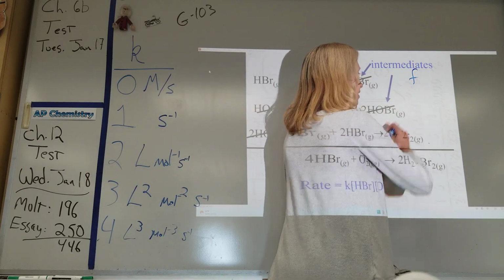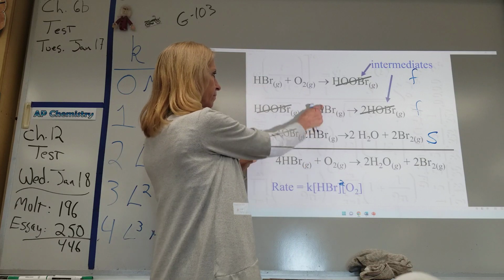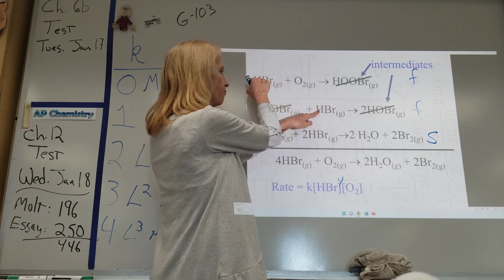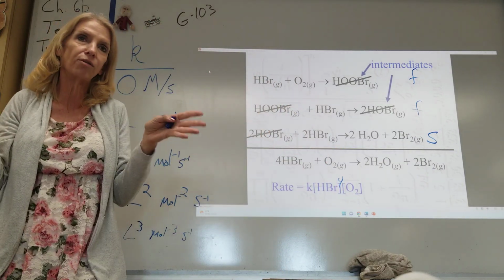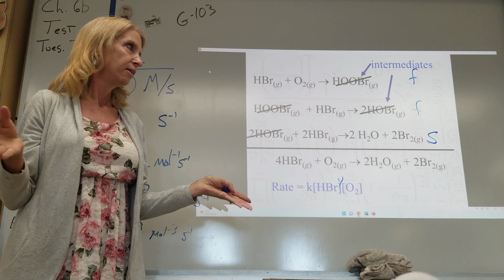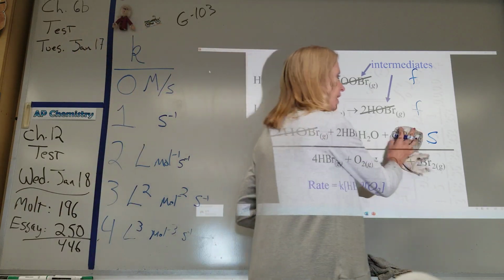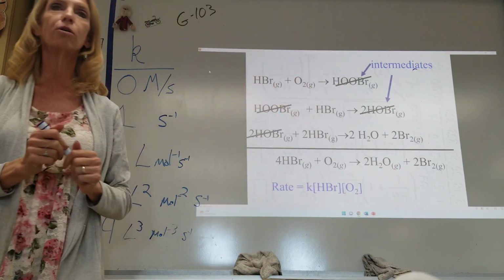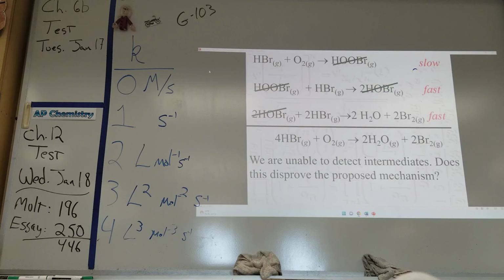Let's make another mistake. Let's call the last one slow. Now what would it be? Fourth order in HBr, 1, 2, 3, 4. First order in oxygen, fifth order reaction. That is also not what was determined. Okay, the last one can't be the rate determining step. The middle can't be it. The first one must be the rate determining step. It's the only one that's consistent with the rate law.